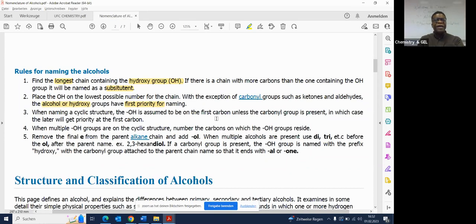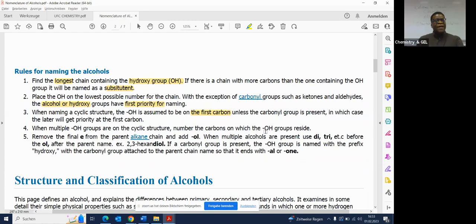When naming, number three, when naming a cyclic structure, you know, a cyclic, yeah? Because we can have the aliphatic system, that is the chain, non-cyclo, okay? Or we can have cyclic, like remember we discussed benzene, is it? Which is a ring that is called cyclic or aromatic. When naming a cyclic structure, the OH, which is the hydroxy group or alcohol group, is assumed to be on the first carbon, okay? On the first carbon, unless the carbon group is present, in which case the latter will get priority at the first carbon. Don't worry, we're going to discuss this.